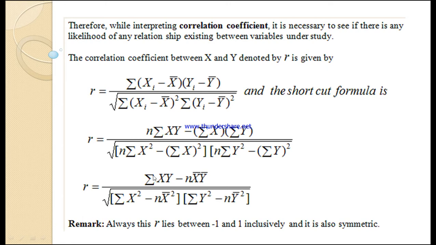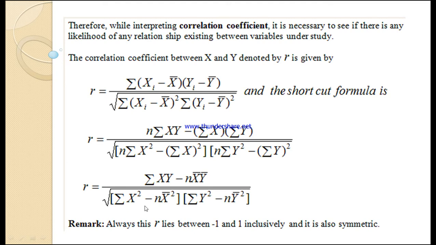R is equal to the sum of x times y minus n times x bar times y bar, all over the square root of the sum of x square minus n times x bar square, times the sum of y square minus n times y bar square, where x bar is the mean of x variable and y bar is the mean of y variable, and r is the correlation coefficient. So the correlation coefficient between two variables is calculated by using this formula.